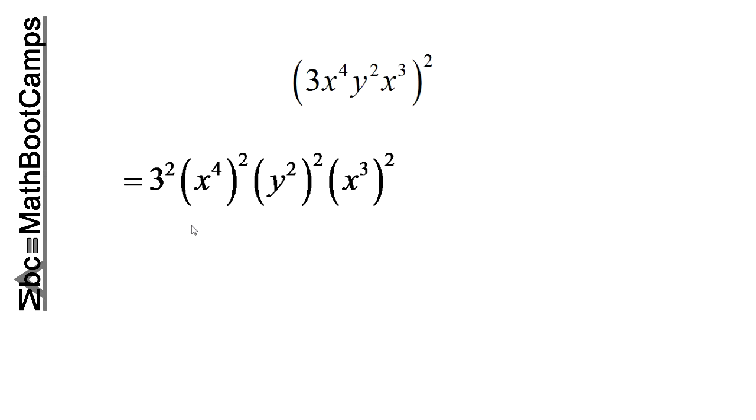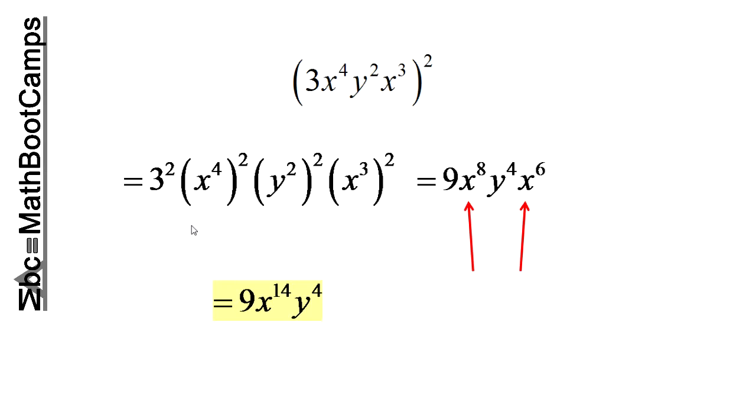Now I can go through and say, okay, 3 squared is 9. Laws of exponents tell me if I have a power to a power, I multiply. So 4 times 2 gives me x to the 8th. 2 times 2 gives me the 4th power for y. And 3 times 2 gives me the 6th power for x. Now I can say, well, I have 2 things with x in them. Let me go ahead and combine those. Since these are multiplied, that means I should add the exponents. 8 plus 6 is 14.